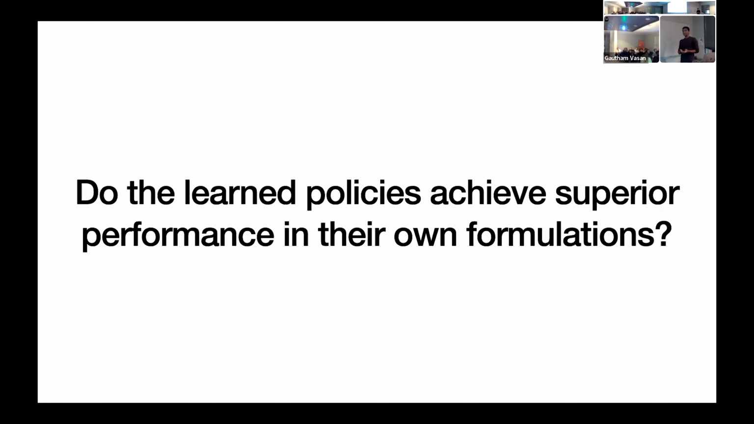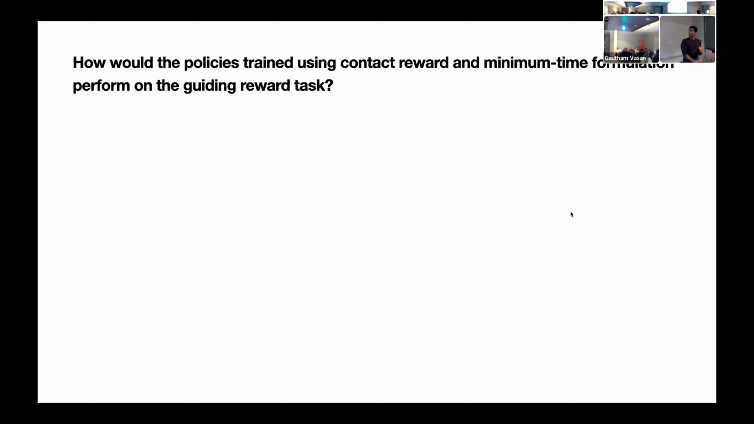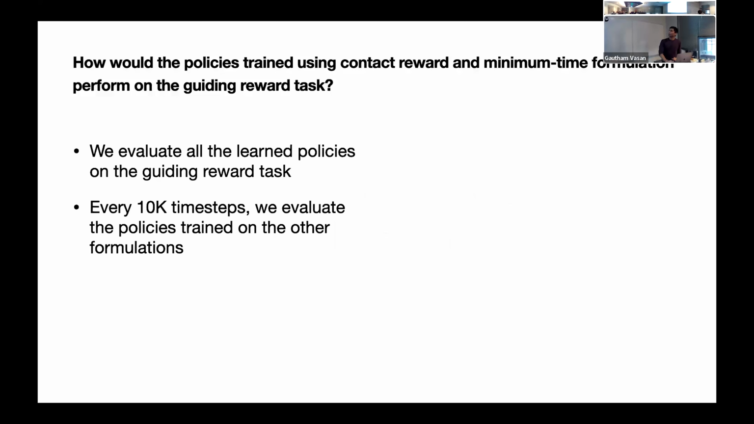Previously we showed that for that setup, the minimum time formulation achieves the best performance. There's a different question we can ask: do these learned policies at least achieve superior performance in their own formulations? A different way of asking would be, if I have policies trained from the contact reward formulation and the minimum time formulation, how would they perform on the guiding reward task? So we are going to evaluate all the learned policies on the guiding reward task, and every 10,000 steps, we evaluate the policies trained on the other formulations.